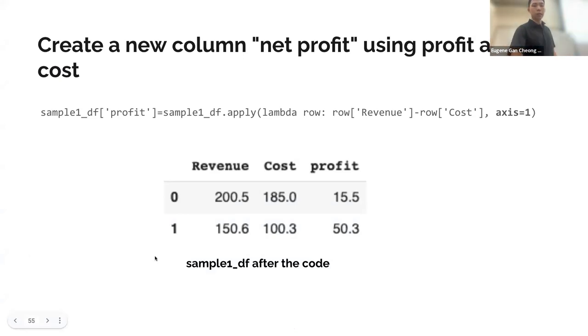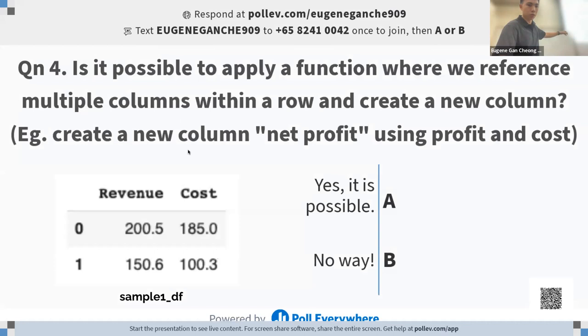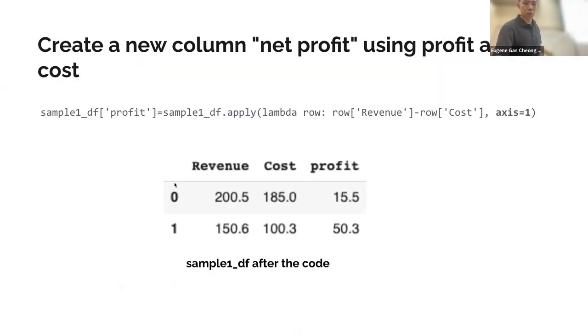And how you do it is, you reference profit first. This will create a new column, even though it doesn't exist yet. And what you do here, this sample one DF is the previous one. So sample one DF, you dot apply the function and you reference the row. This is a function, lambda row. Row is the input. I get row revenue minus row cost.